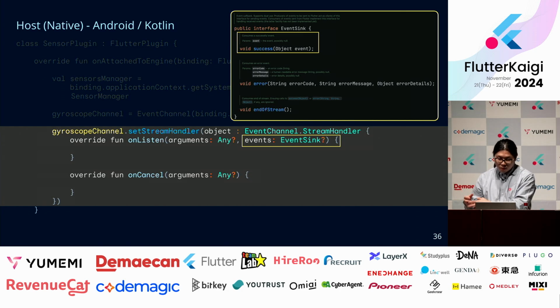In the onListen method, the events parameter is an EventSink object. This object is used to send data to the Dart side. You can use events to transmit data to the Flutter app, just like with method channels. You can handle success and error cases.